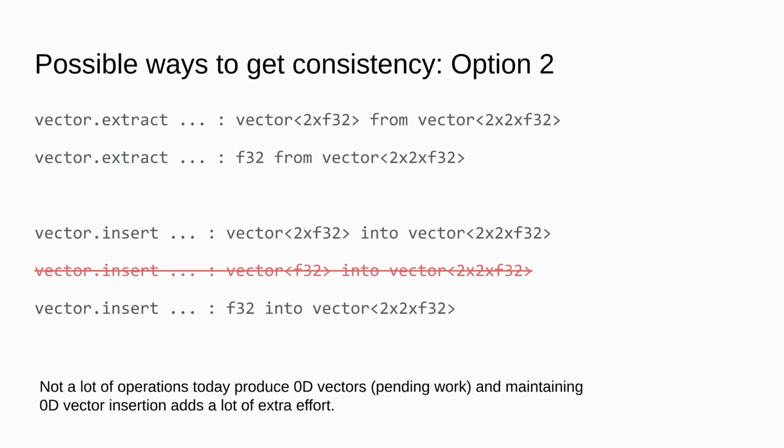The other option is that we remove zero D insertion into larger vectors, which was the original RFC. This is actually quite easy and gets us into a more consistent state, because zero D vectors weren't really fully plumbed into all vector operations. So the result is usually a scalar and not a zero D vector. It's really easy: most patterns don't really expect most zero D vectors, and you can just insert them. So this is much easier to actually land, and we get into a consistent state where we can go forward from.